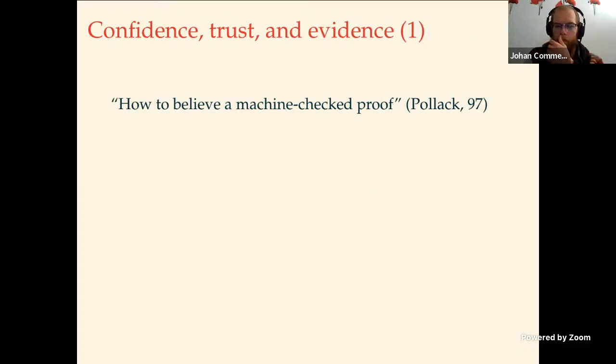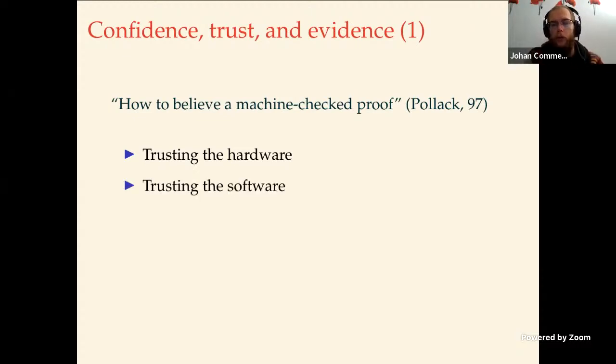Pollack wrote a paper about this in 1997, How to Believe a Machine Check Proof. All the way down at the bottom, you have to trust the hardware. You have to trust that CPUs are not just doing something crazy. And if you're really paranoid, you have to trust that some cosmic background radiation didn't flip some bits while you were checking the proof. You have to trust the software. Is the proof checker actually checking the proof, or is it buggy and just saying, yes, everything looks fine, whereas actually it just messed up?